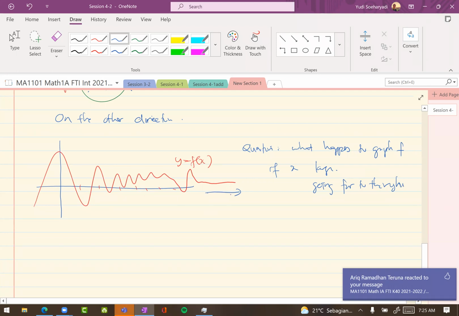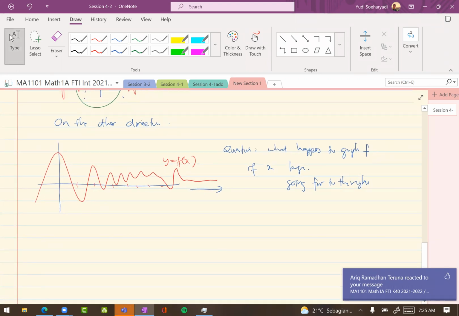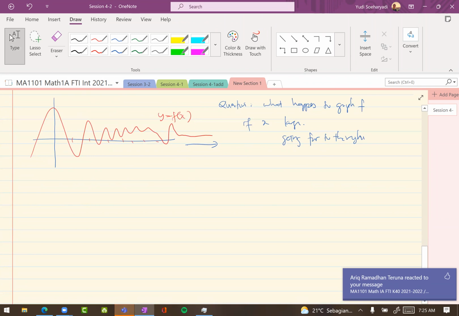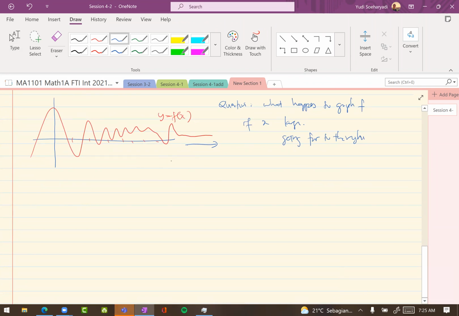So this kind of behavior you find from here. You see the limit, but as x goes to there. And so this is looking for the behavior of f as x goes far to the left. And you can make these things also.